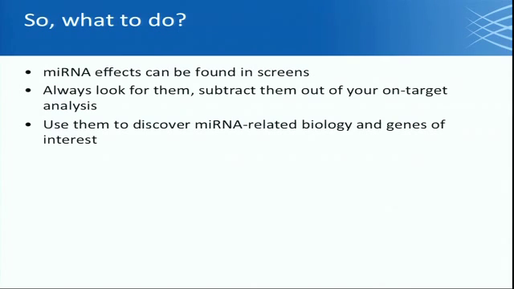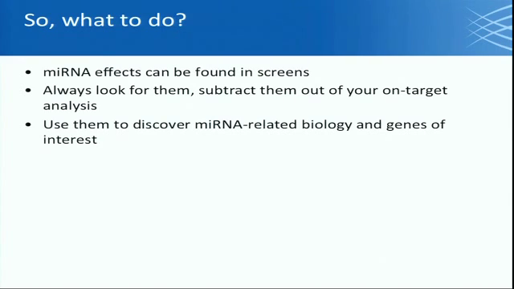So what should you do about this? Well, first, you should always look. They can be found in screens, they don't have to be found in screens, but they can be found there. So you look for them, and you subtract them out if they're there. If you think that a hairpin is scoring because it's a seed, don't necessarily use it, or at least be cautious about using it to determine anything about what you think its on target will be.